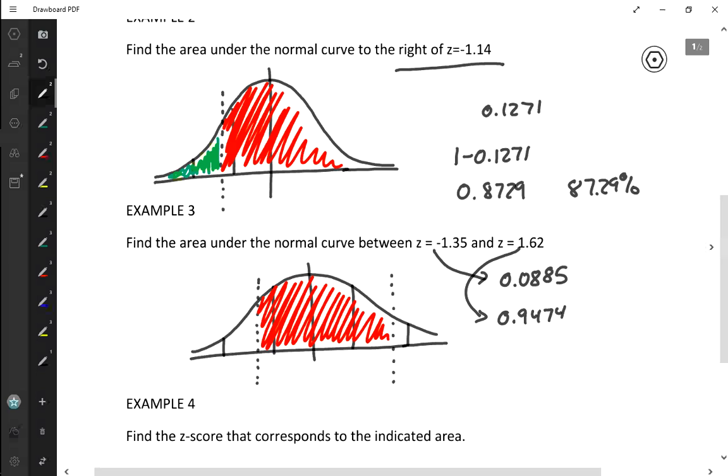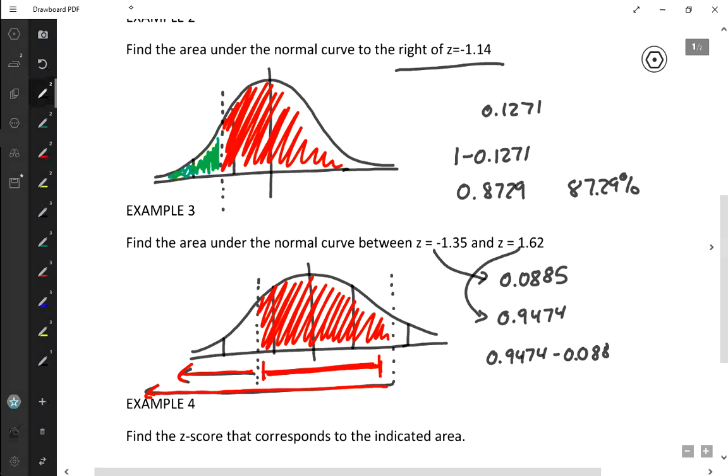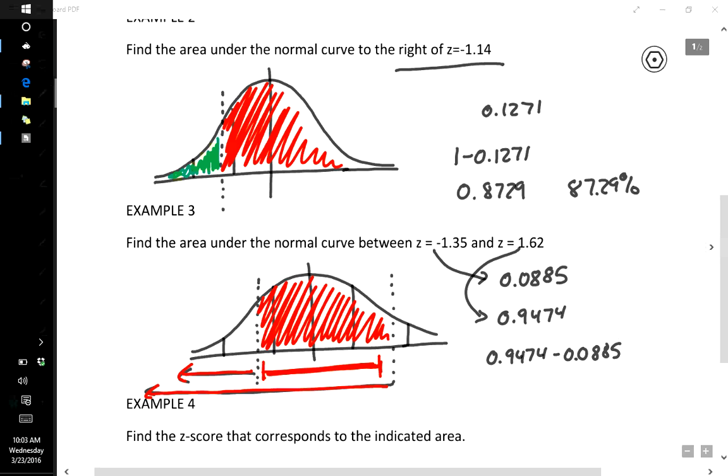But here's what we have to remember. Those areas are the areas to the left of those z-scores. So the 0.0885 is this area here. The 0.9474 is this area all the way down forever and ever. The area that I'm interested in is this area here. So if I simply take this area, the 0.9474, and subtract from it this area, the 0.0885, I'll be left with what I'm looking for. So to do that, 0.9474 minus 0.0885. So I'll get our calculator out again for that.